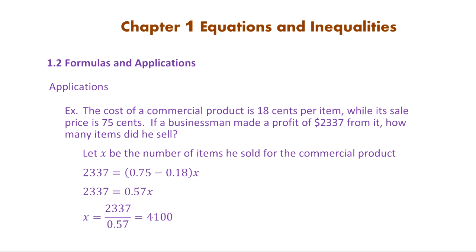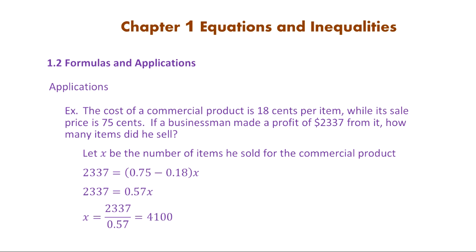This one is pretty simple. Okay, let's talk about economics a little bit. Very simple economics. The cost of a commercial product is 18 cents per atom. All right, so that's a small atom. Well, its sale price is 75 cents, so you can make quite a bit of profit from it, even for those small things. So if a businessman made a profit of $2,337 from it, how many atoms did he sell?